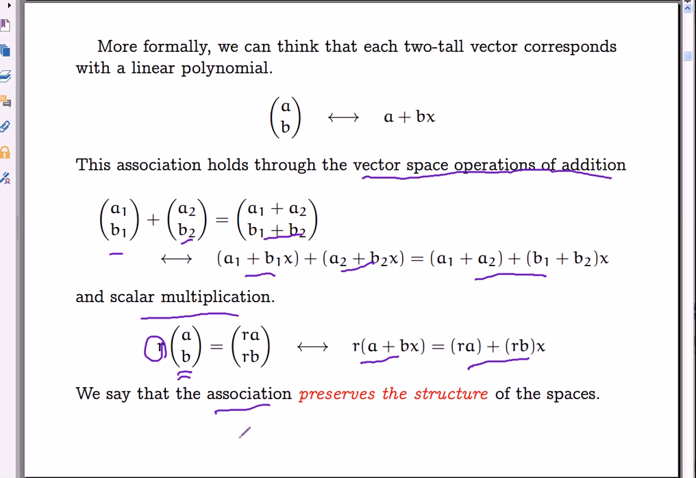So this association or mapping preserves the structure of the spaces. And at the risk of repeating myself, in vector spaces, the structure that we're interested in is the additive structure, addition of vectors, and multiplicative structure, multiplication of vectors. I'm sorry, I said matrices, I meant vectors. This structure of addition and structure of multiplication is preserved by the mapping or association between R2 and P1.